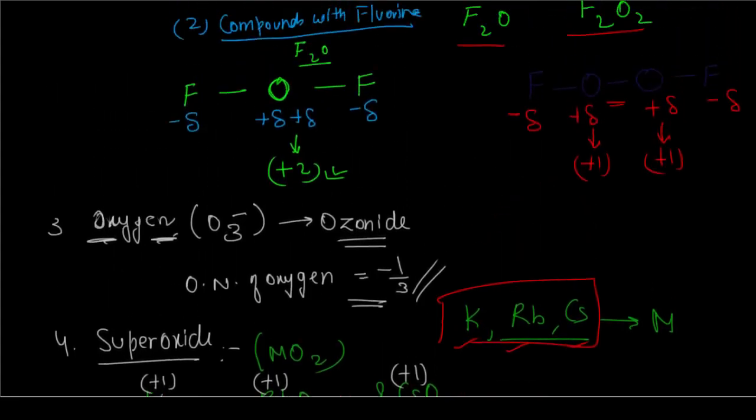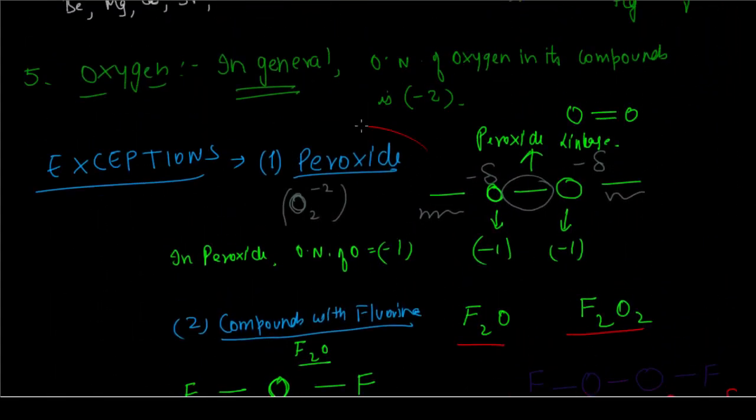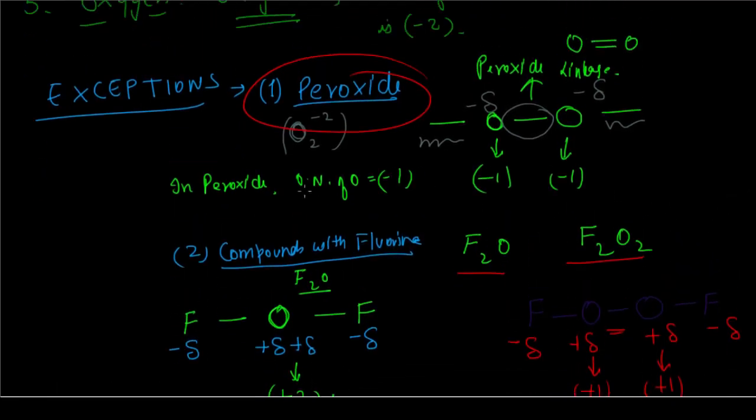Clear? So there are four exceptions, right? Peroxide among them is the most important. We will in the coming videos study the ranges of oxidation number of specific elements. If in a compound you follow the general method, taking oxygen as -2, and you get an oxidation number of the required atom which is out of its range, then you can be dead sure that there is a peroxide linkage. There is some exception there, right? That is where these exceptions help us, especially peroxide, because peroxide is applicable in a lot of cases.